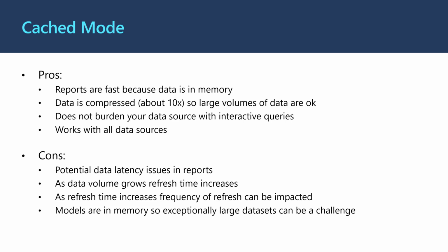Now, obviously, the problem here is that because it's pulling that data in cached mode, sometimes latency could be a problem, right? If your end users need to see the report very near to when the data arrives in the source system, cache mode can be a problem because it refreshes on a schedule. Also, as your data volume grows, the time that it takes to refresh your model can get more and more expensive. And as you'll see, the things that we're going to be looking at today with incremental refresh and hybrid tables are really designed to address these two problems, data latency and data volume growth.